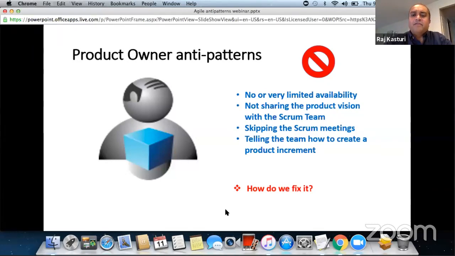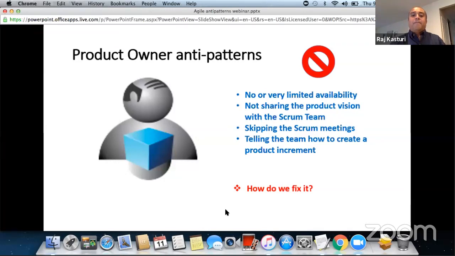Not sharing the product vision with the Scrum team. Vision is something very, very important to be crafted by the product owner for the product itself. You might have your corporate vision, but the product vision is something that every product needs to have. So once you have the product vision crafted, this also needs to be aligned with the corporate vision or the corporate goals.